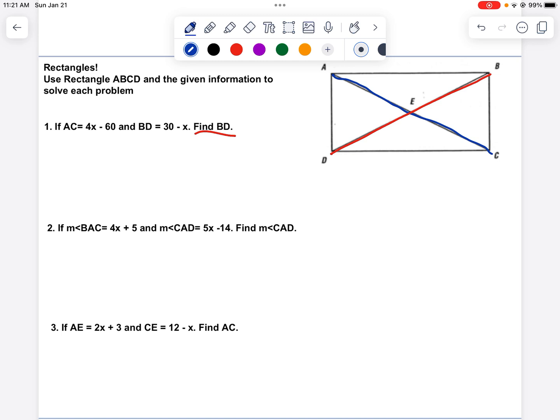Those two things are that diagonals are congruent. Also, you know the diagonals bisect each other. So if I'm talking about diagonals, sometimes I like to look at the labels on my packet and just translate that to my shape.